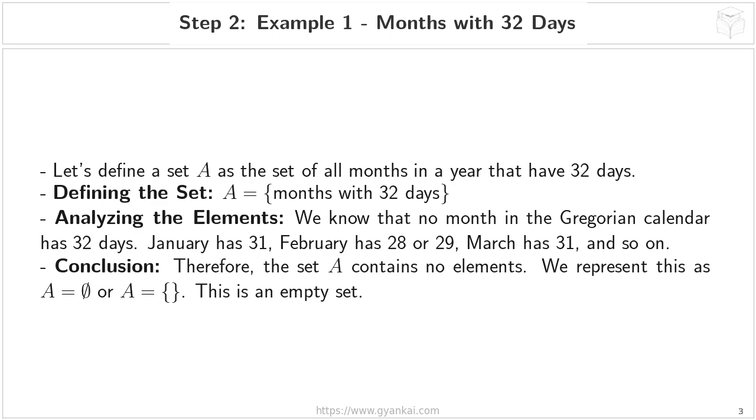We represent an empty set using a special symbol. It looks like a circle with a line through it, and we call it the empty set symbol. Or, we can simply represent it with empty curly braces. So we write A equals the empty set, or A equals an empty set enclosed in curly braces. This demonstrates how an empty set can arise from a perfectly valid definition, but where no actual elements meet the specified criteria. In the next examples, we'll continue to explore similar scenarios, building on this understanding.